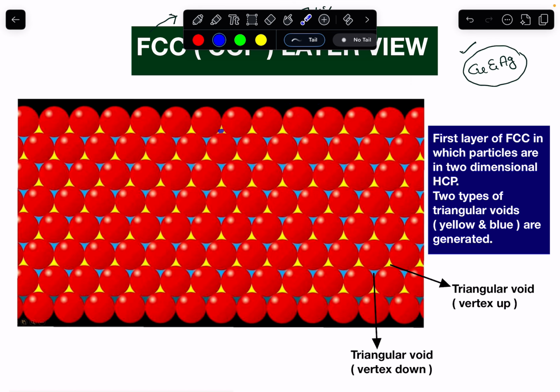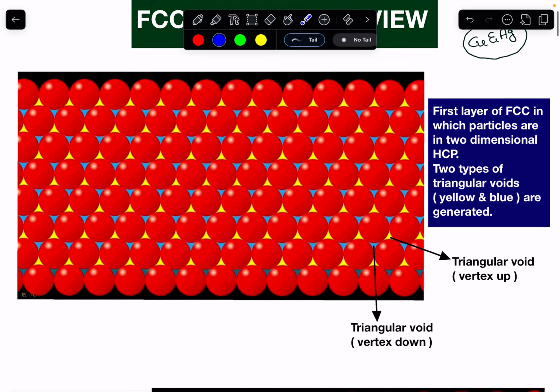You can see triangular voids yellow in color, triangular voids blue in color. The difference is here vertex is up and here vertex is down. So the arrangement of particles in first layer of FCC is two-dimensional HCP. Two types of voids are generated. Both are triangular voids. The difference is one has vertex up, another one has vertex down. So this is the arrangement of particles in first layer.